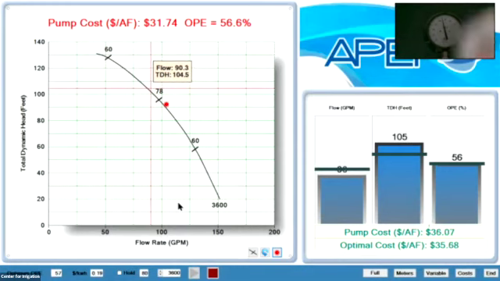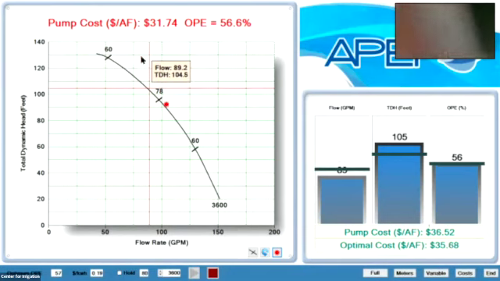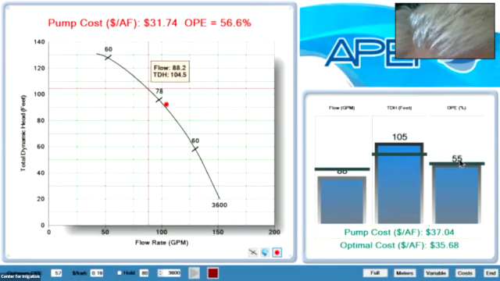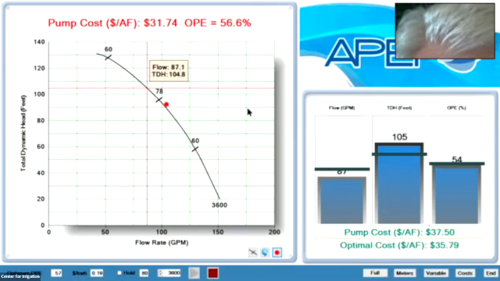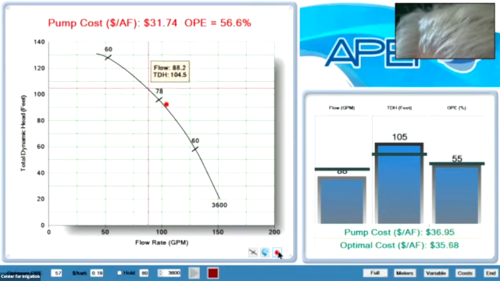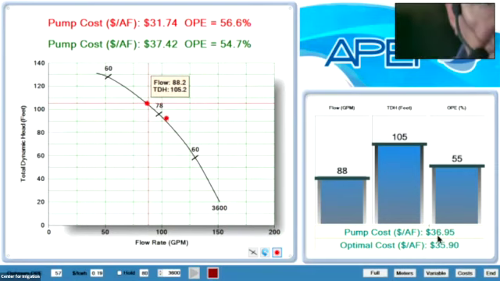Now, look what happened. Our flow rate that was running about 103 is now down to 85. Because we added about 10 feet ahead or 12 feet ahead. We were at 93 or something, now we're at 105. Our efficiency is still pretty good, but look at our cost. It went from 31, let's mark this spot, to 36.